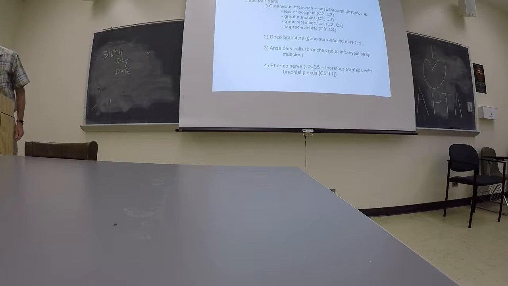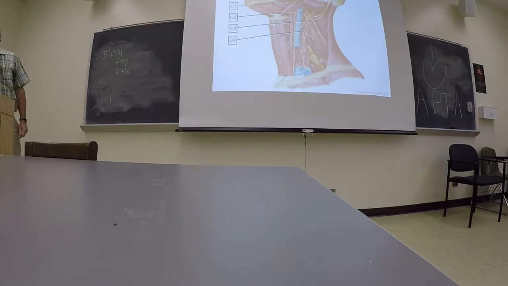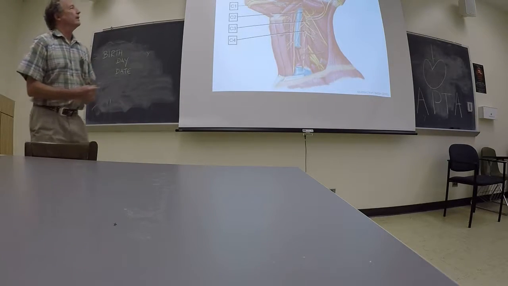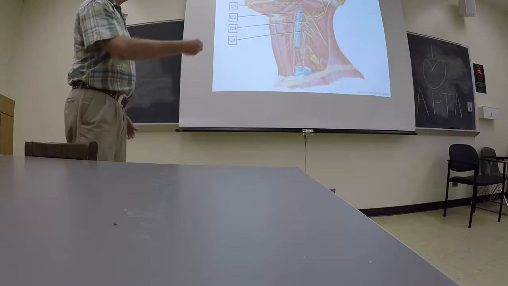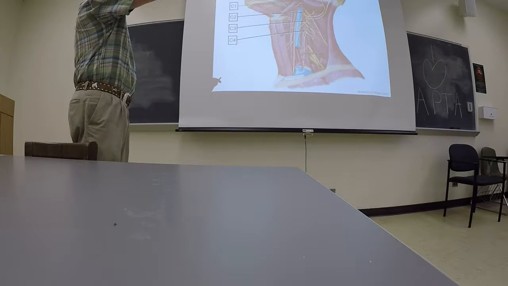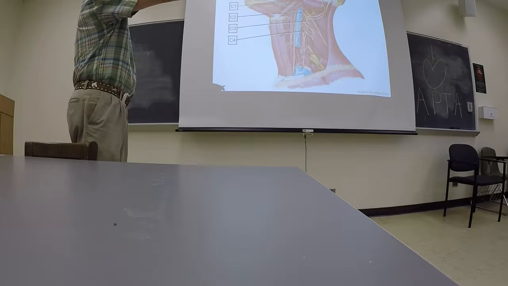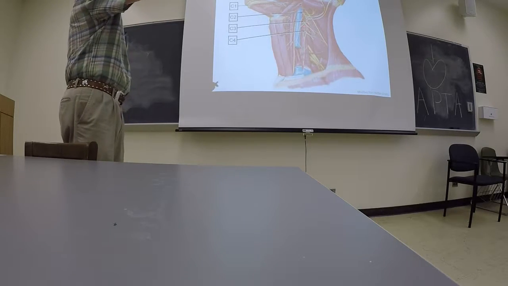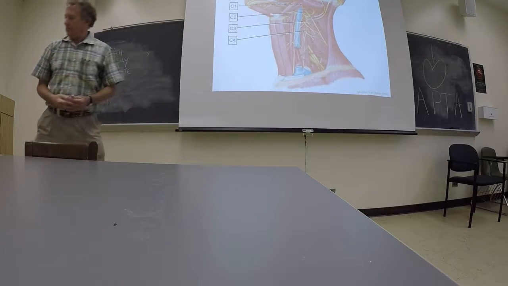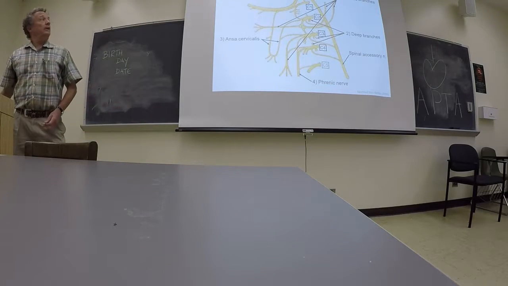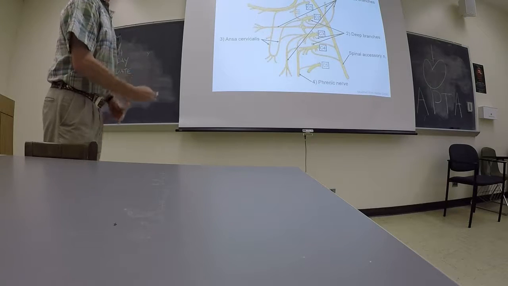Now let's look at a picture of this. Okay, so here's ventral rami of C1 up here, C2, C3, and C4. And you see there's lots of things happening in here. Ta-da! And that's what's happening.